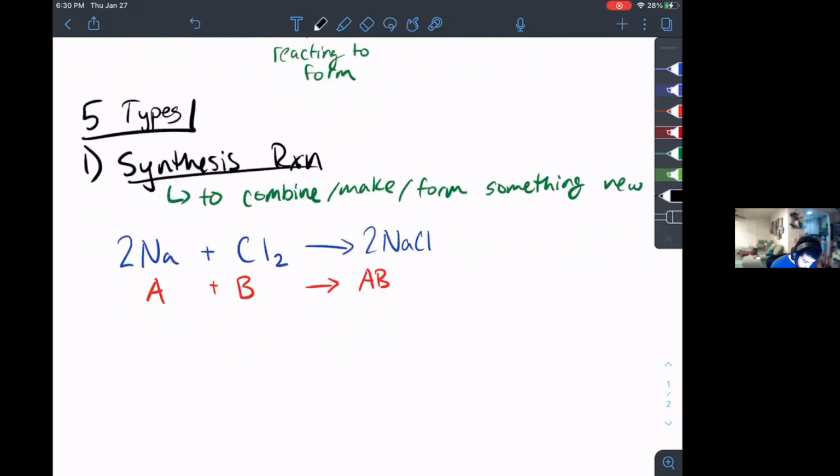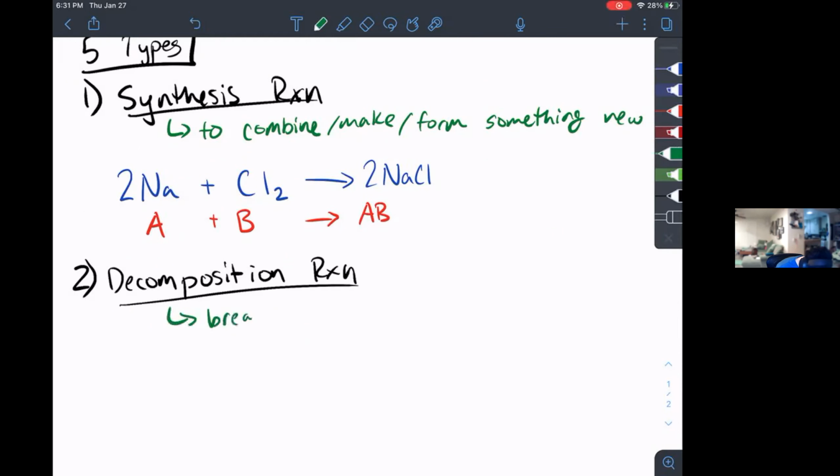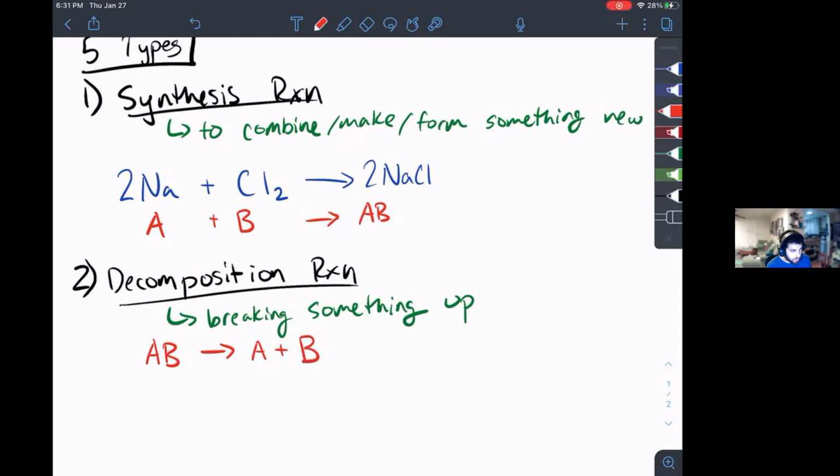Up next is going to be, honestly, the exact opposite of synthesis. It's called a decomposition reaction. With a decomposition, we are breaking something up. Now, we see this in a couple places, but one that's probably common to your own house, or sorry, actually, like I said before, I'll do the reaction first. So AB reacts to form A plus B. It's just the opposite thing is happening.